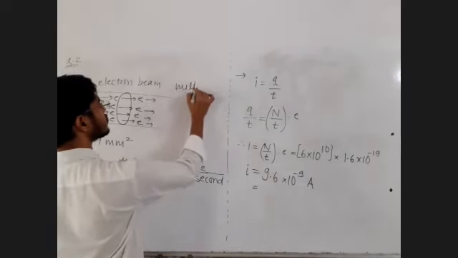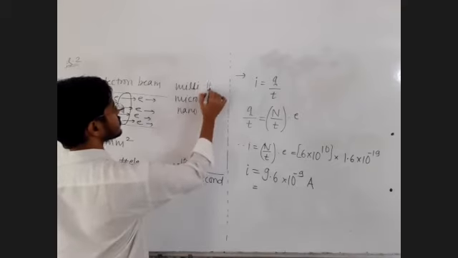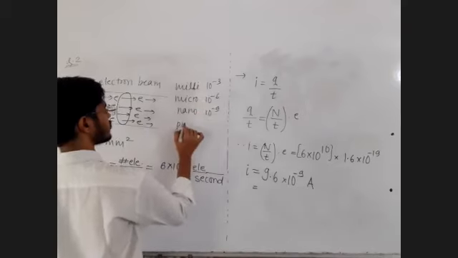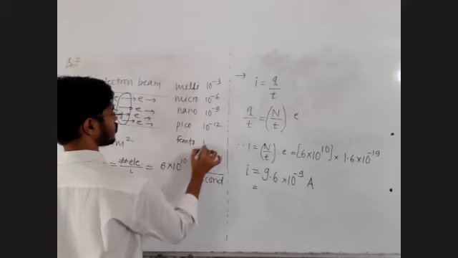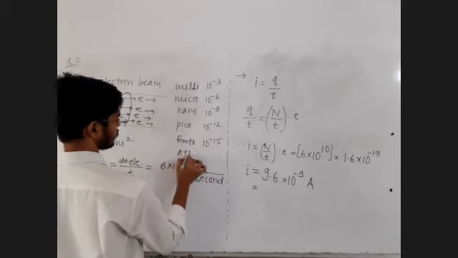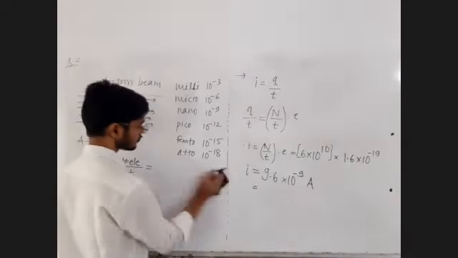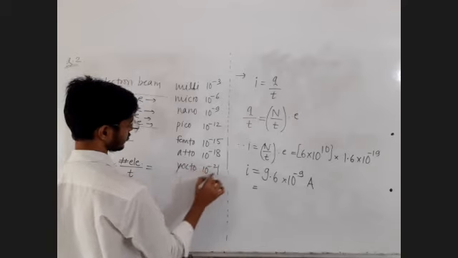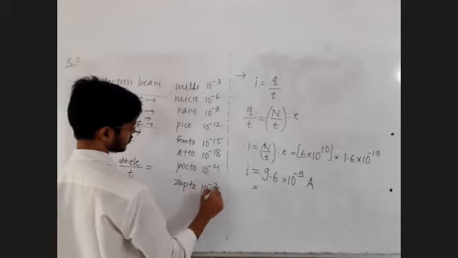Milli, micro, nano. Milli means 10 raised to minus 3, micro means 10 raised to minus 6, nano means 10 raised to minus 9, pico means 10 raised to minus 12, femto means 10 raised to minus 15, atto means 10 raised to minus 18. That's it. I think there are two more. Yocto 10 raised to minus 21, and Zepto 10 raised to minus 24.